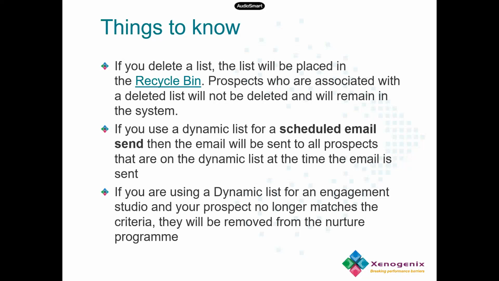If you're using a dynamic list to send an email that you've scheduled, so that would be if today you decide that you want to send an email tomorrow at 10 o'clock, it would send to the prospects that are matched to that list at the time the email is sent. So if you had 5 more people added overnight tonight, it would include those in the send. It wouldn't be just to the people that were on the list today.